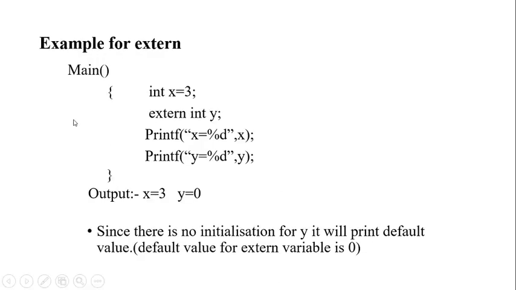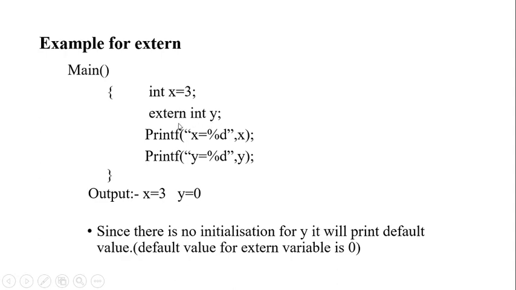So this is an example for an external variable. Here there is a main function, int x is equal to 3. Here x is an automatic variable. Extern int y, y is an external variable. Then printf x is equal to x, which means x is equal to 3. Then printf y is equal to y.